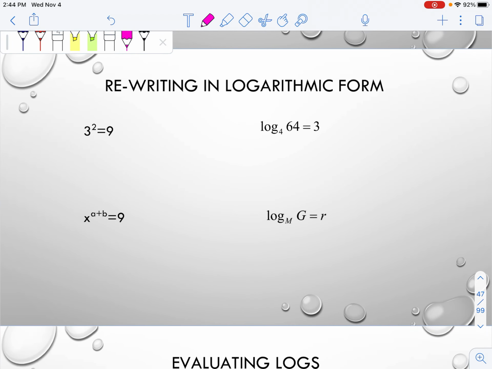Here's a couple you guys can try. The ones on the left are exponential, so what you are going to do is draw your L. So log base 3 of 9 equals 2. The order in which you see those things is the order in which you write them. Same thing down below. Log base x of 9 equals a plus b.